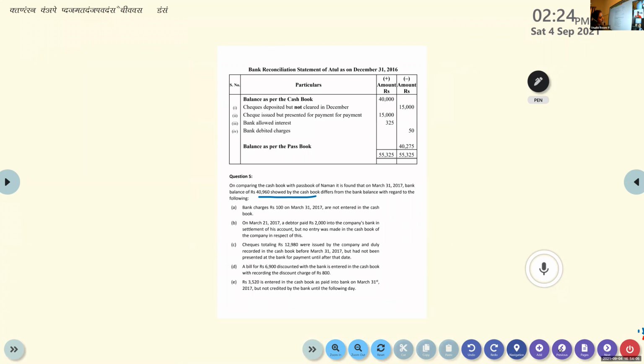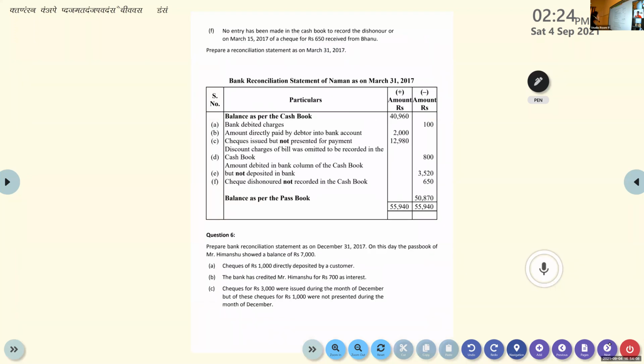So C is over. Completed, everyone? C. Check issued but not presented for payment, 12,980. So first you wrote balance as per cash book 40,960. Bank charges minus 100. Amount directly paid by the debtor, add 2,000. Check issued but not presented for payment 12,980. C. So 3 over.